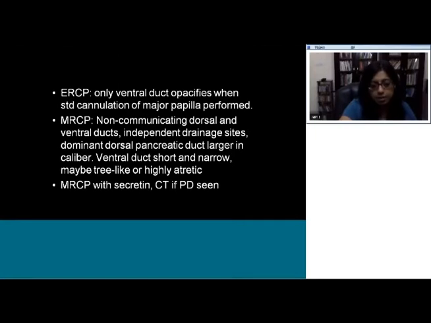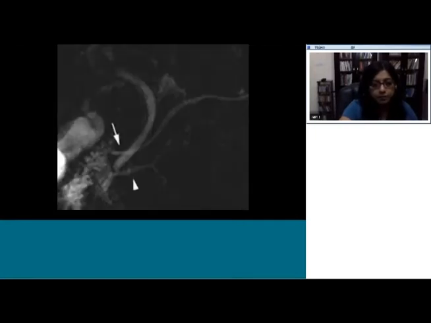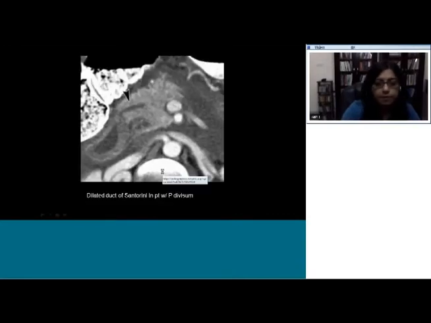And that's an example where the main pancreatic duct continues on to the duct of Santorini. This is the duct of Wirsung and does not communicate. This is an axial CT picture of the same thing. That's the pancreas. This is the superior mesenteric vein, superior mesenteric artery. That's the duodenum. This is the duct of Santorini, which is pretty prominent. This is the duct of Wirsung. They don't join. This would be a dominant dorsal duct or a pancreas divisum.